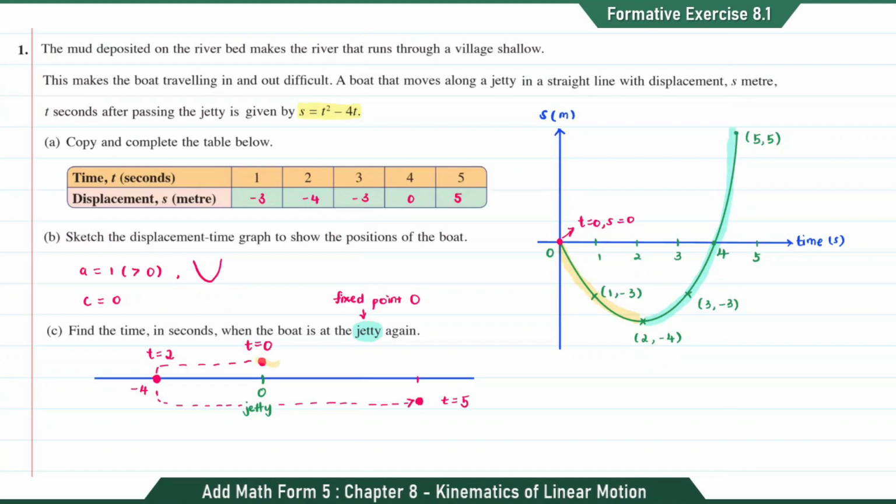So when the boat is at the jetty again, the displacement will be equal to 0. When the time is equal to 4, the displacement is equal to 0. So the answer for C will be 4 seconds. Question C is the same as asking when the particle passes through the fixed point O again. We are going to refer to s equal to 0.